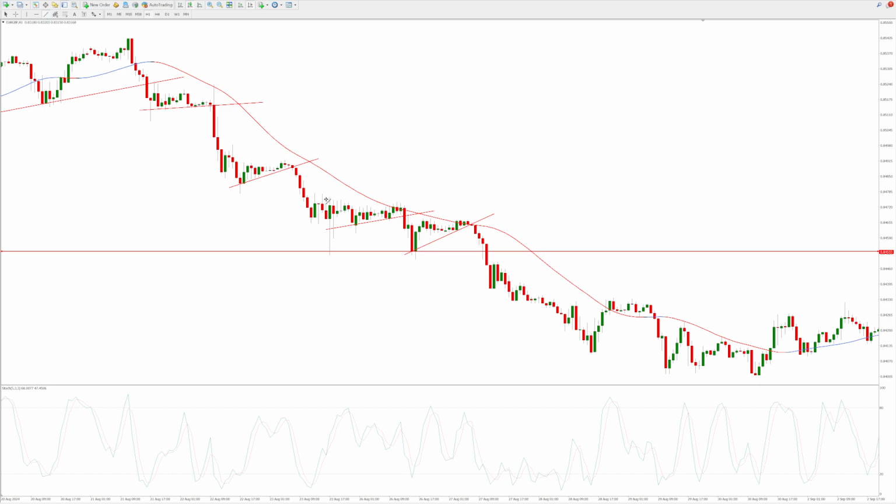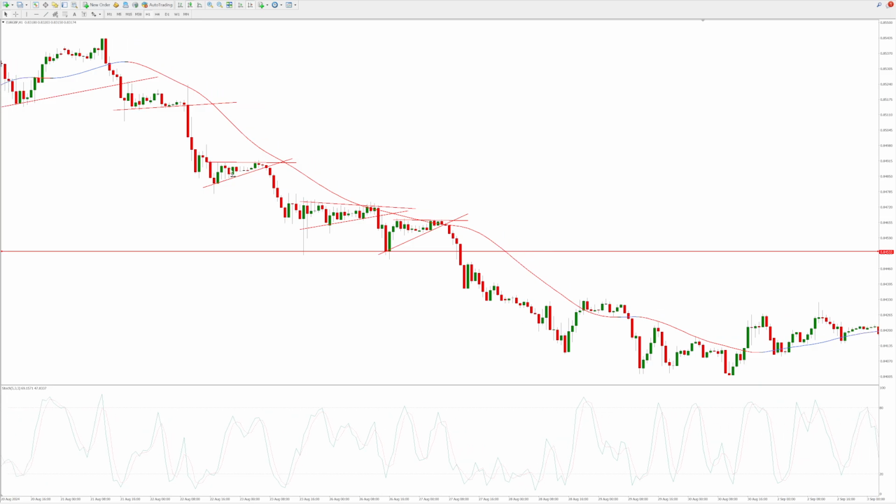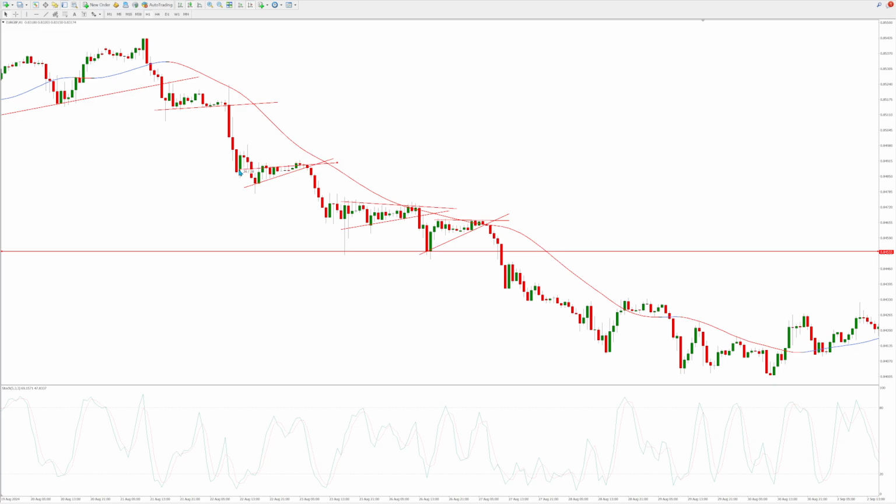Okay, nice wedge pattern being formed there. Price consolidating and a breakout to the downside. Price still below the coral trend indicator. But a couple of nice wedge pattern entries there as well. In fact, that was a wedge pattern as well. Arguably a bearish flag pattern as well there.